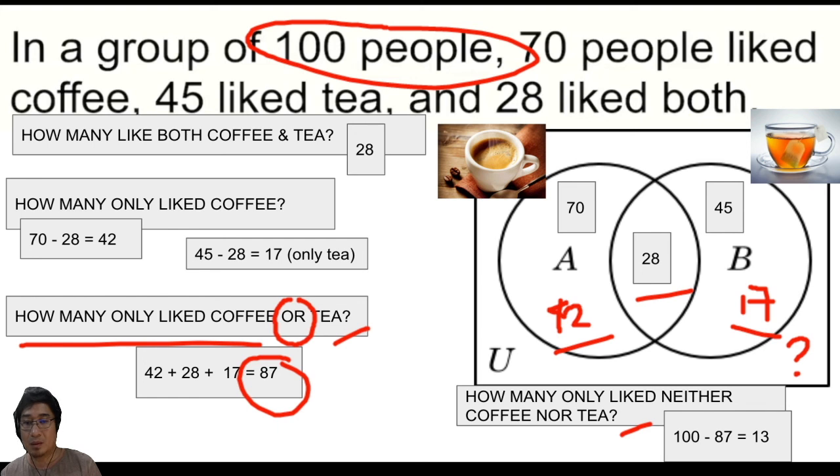Add lang natin tong 42, 28, 17, and 13. Ang lalabas is 100. Right? Let's check. 42 plus 28 plus 17 plus 13 is going to be 100. That's correct. Right? So, I think that would be all.